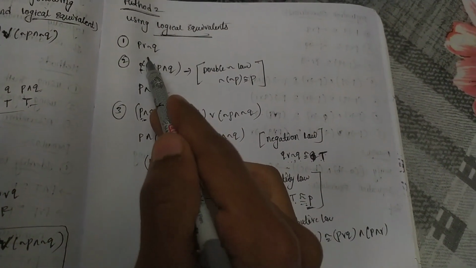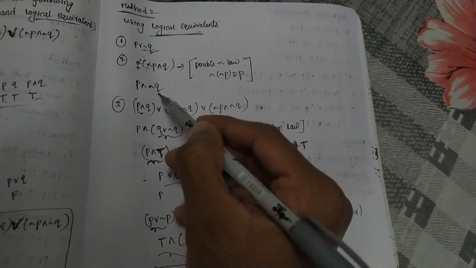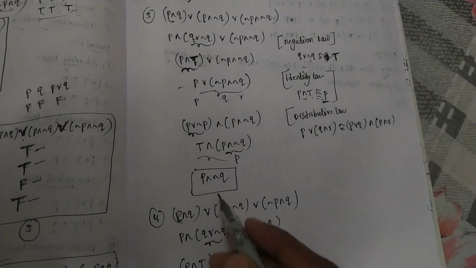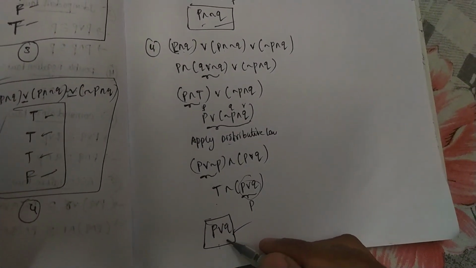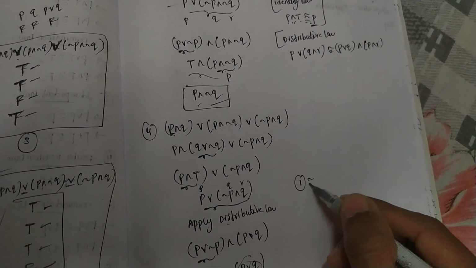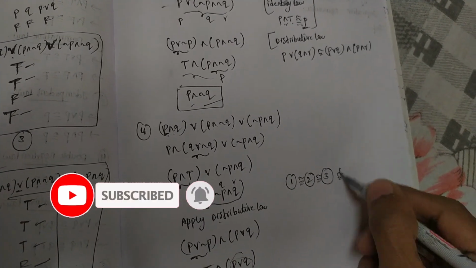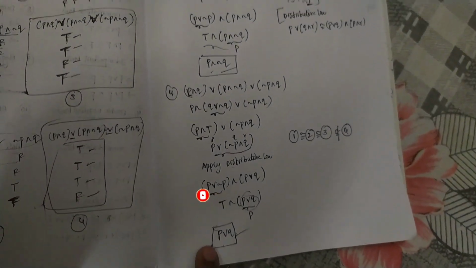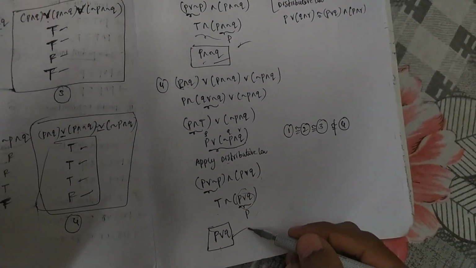So here you can see the first value is P or negation Q for the first compound statement, and for the second compound statement the value is also P and negation Q. For the third compound statement the value is P and negation Q only. For the fourth compound statement the value is P or Q. So by using the logical equivalence method for this problem, we conclude that the first one is equivalent to the second one and the second one is equivalent to the third one, and these three are not equivalent to the fourth one, by seeing their values. So you can see this value, this value, this value and this value.